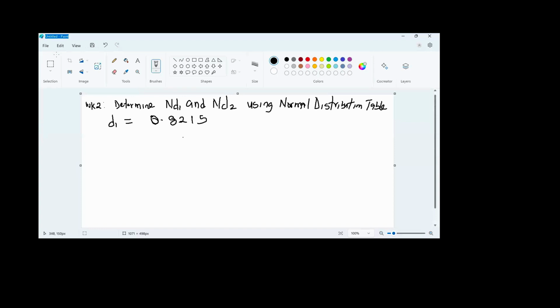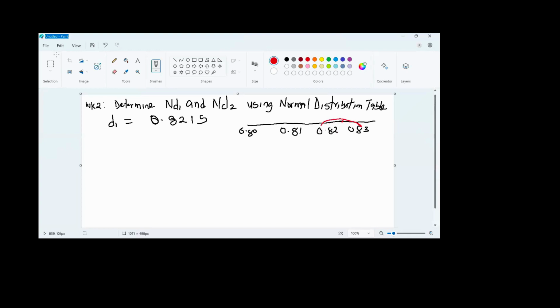Now, before you move to your ND1, you are going to determine a range. This number will be on a range on the normal distribution table. Assuming I have a line graph like this, I have 0.80 here, 0.81, 0.82, 0.83. Where would 0.8215 lie on my line graph? It will lie somewhere here, between these two figures.